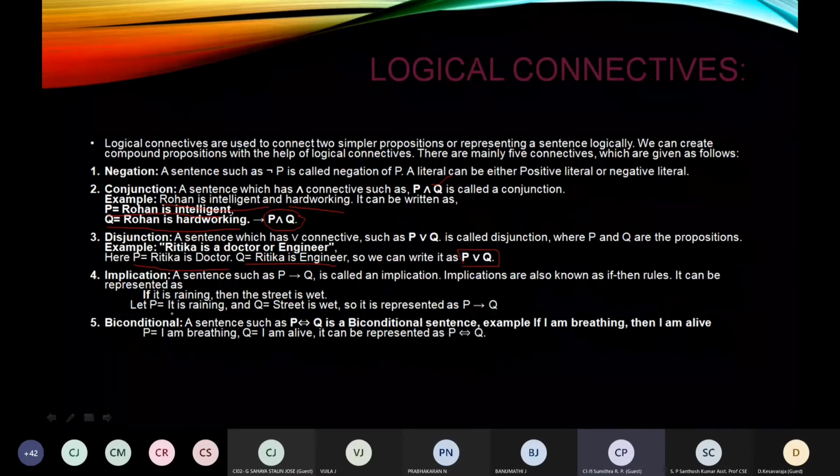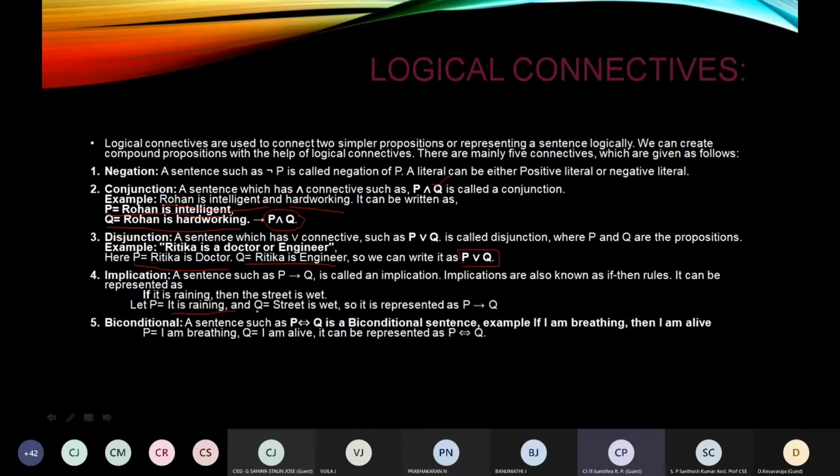Then, if it is raining, then the street is wet. So P implies Q. If raining, automatically the street is wet. Then, I am breathing, I am alive. This is a bidirectional relationship: if alive, then automatically breathing, and if breathing, then automatically alive. So these are the basic logical connectives.